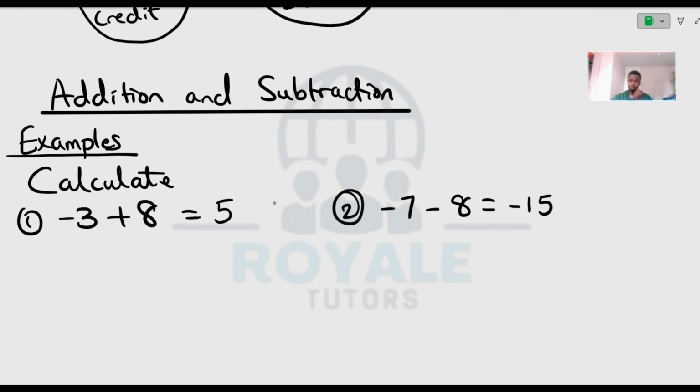We took out 7, we took out 8. What we took out in total is minus 15. Don't forget, in number 1, we took out 3, but we put in 8, so you have 5 left. But in this case, we took out 7 and another 8. So altogether, we took out 15. That means we still need to replace 15 back into where we are taking it from.